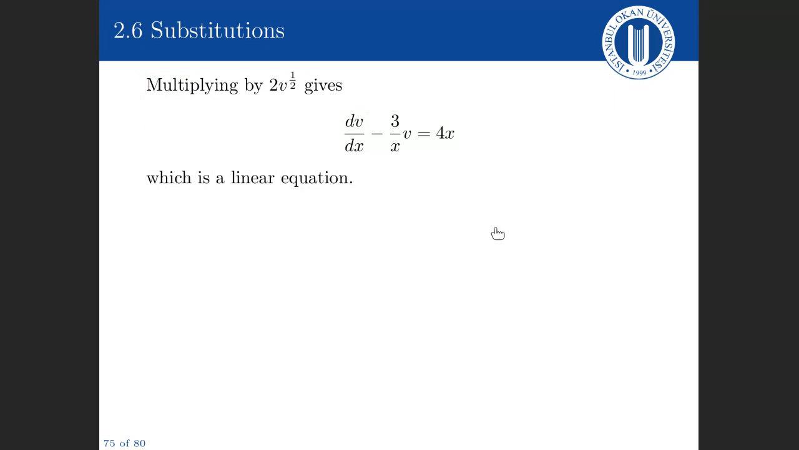We can simplify this by multiplying by 2v to the half. And look what we have. We have dv/dx minus 3 over x times v is equal to 4x. This is a linear equation, and you know how to solve linear equations. Just by doing this substitution, we've changed this complicated Bernoulli equation into an easy linear equation.